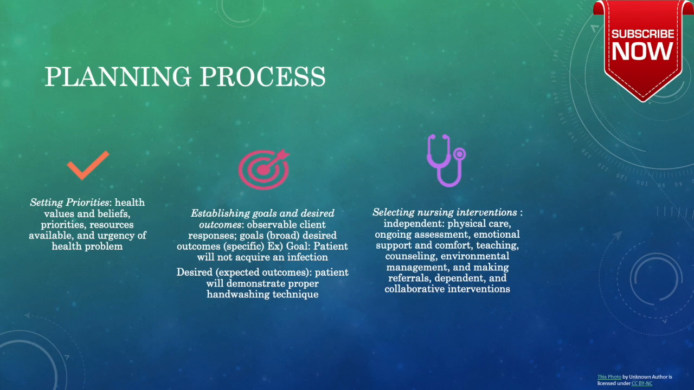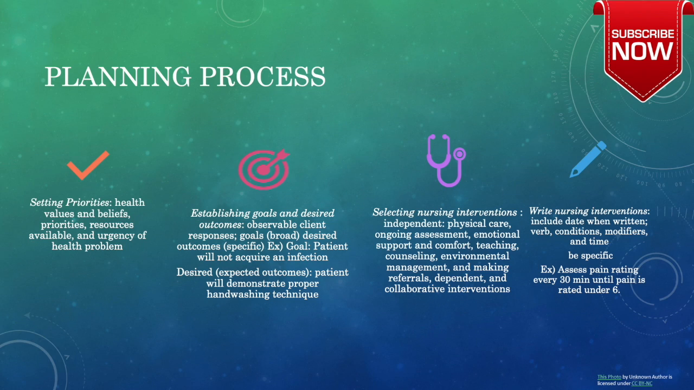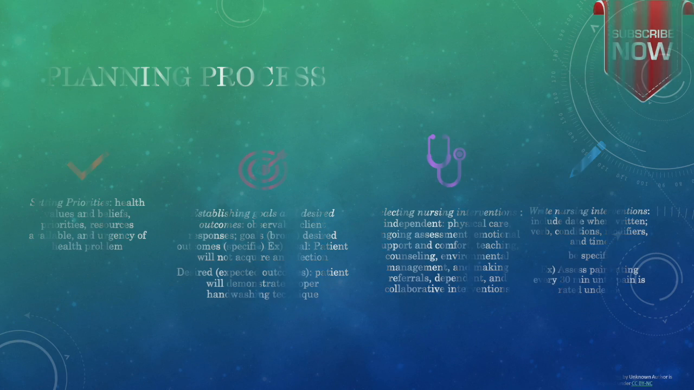So you usually have one broad goal, and then you have multiple expected outcomes that when reached will help you reach your goal. Next, you want to select nursing interventions, which can be independent. Independent nursing interventions are interventions that can be done by the nurse by themselves. They include physical care, ongoing assessment, emotional support and comfort, teaching, counseling, environmental management, and making referrals. Dependent interventions require the physician's order, and collaborative interventions require other healthcare professionals such as a respiratory therapist or occupational therapist. And lastly, you want to just write your interventions. Make sure you always include the date when written, and you want to include a verb, a condition, a modifier, and time, and make sure you're always specific. An example is assess pain rating every 30 minutes until pain is rated under 6.